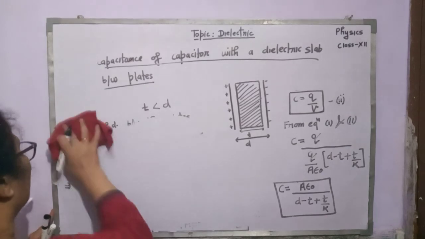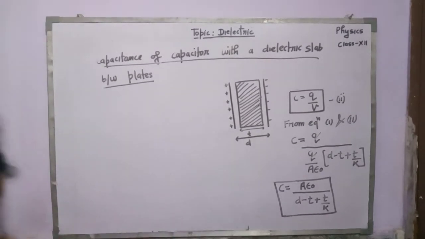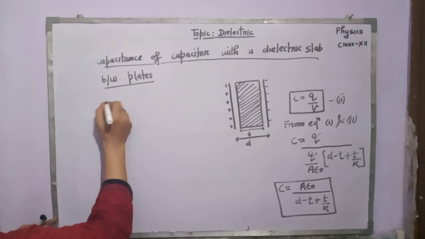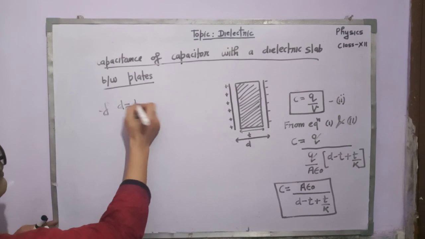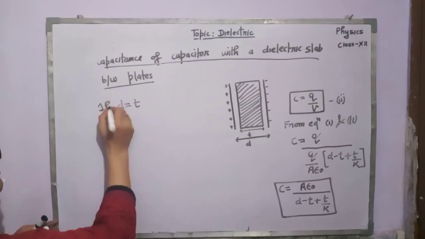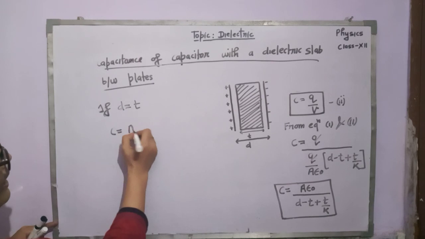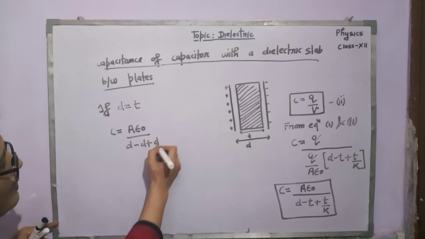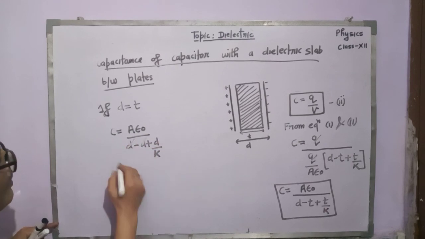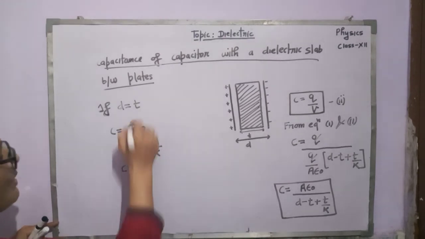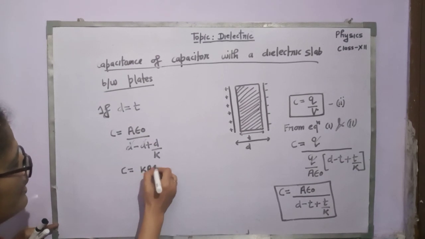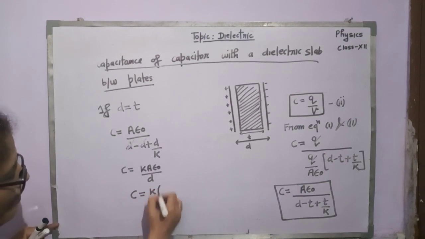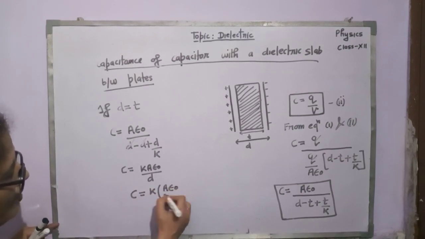What happens when thickness d and t become equal to each other? That means if d is equal to t, in this case, what happens? C is equal to A epsilon naught upon d minus d plus d upon K. d cancels out. We get here, and K comes in the numerator, K A epsilon naught upon d. You can write it here, C is equal to K within bracket A epsilon naught upon d.